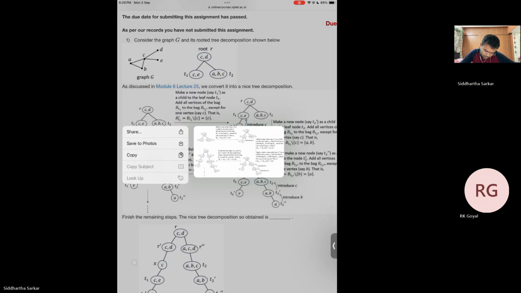All right. So first, let me copy this diagram, and then we will perform the remaining steps. First, let's see up to what point they are running this algorithm of converting a rooted tree decomposition into a nice tree decomposition. We will first see how much they have done, and then we will do the rest of the things.